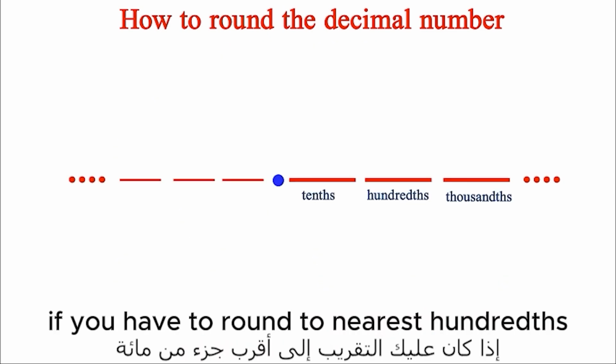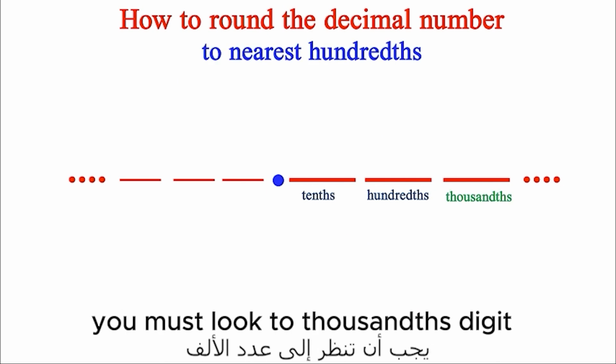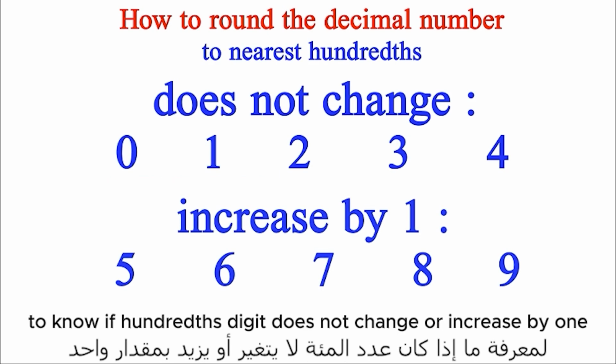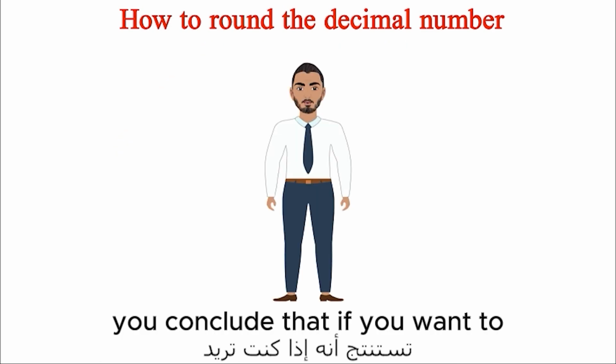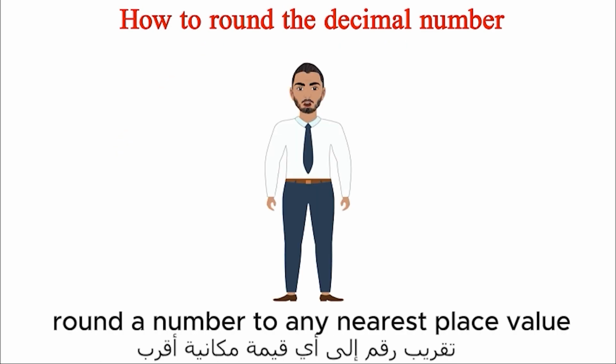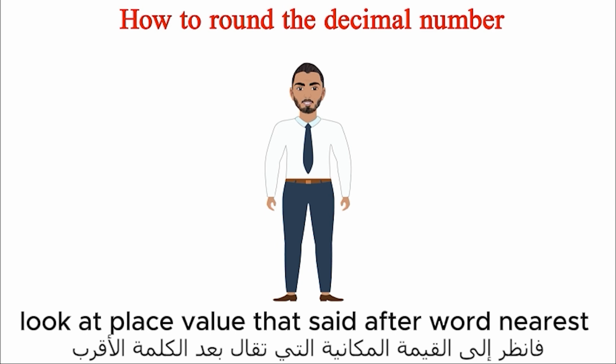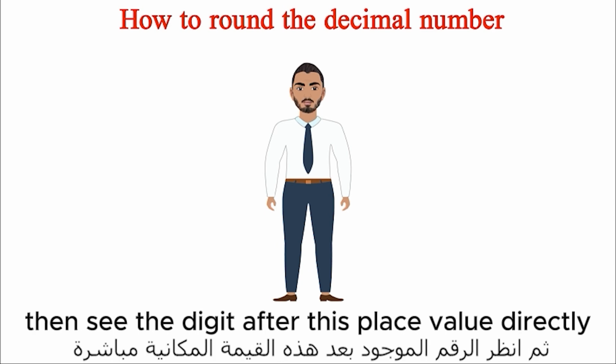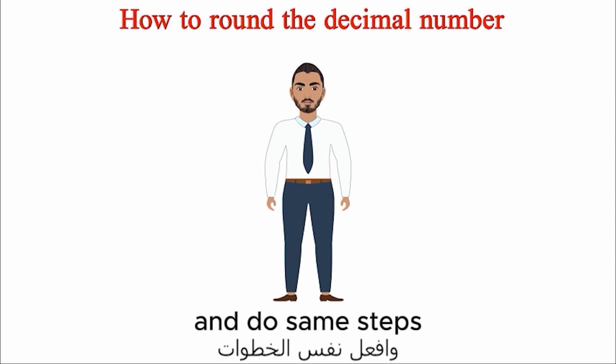If you have to round to the nearest hundredths, you must look at the thousandths digit, to know if the hundredths digit does not change or increases by 1. You conclude that if you want to round a number to any nearest place value, look at the place value said after the word nearest, then see the digit directly after this place value, and do the same steps.